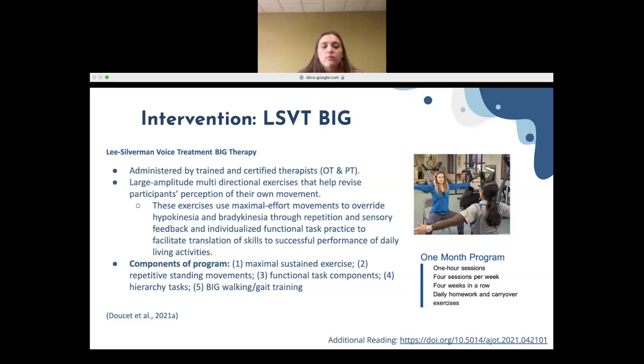Components of the program would be maximal sustained exercise, which is often done when you're sitting, repetitive standing movements, so you move from sitting to standing, functional task components, so relating it to certain activities within the patient's daily life, hierarchy tasks, and then it often ends with BIG walking or gait training. And it's usually a 1-month program, and the sessions are 1 hour, 4 times a week, 4 weeks in a row. And there's daily homework and carryover exercises that are addressed in each session.